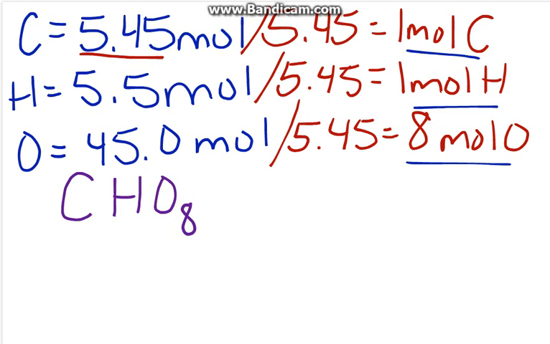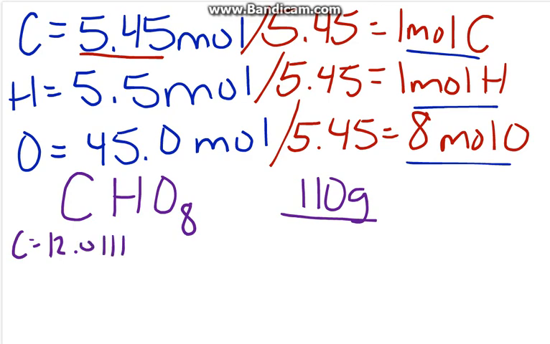Now let's talk about the molecular formula. With the molecular formula, you have to have a molar mass given to you. The molar mass that was given to you was 110 grams per mole. This is the experimental. We have to divide that by the molar mass of our empirical formula. So carbon on the periodic table is 12.011 grams. We have 1 of those.